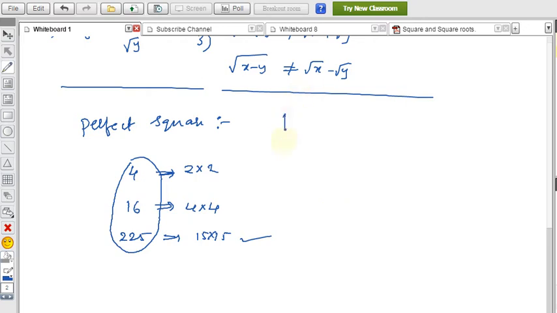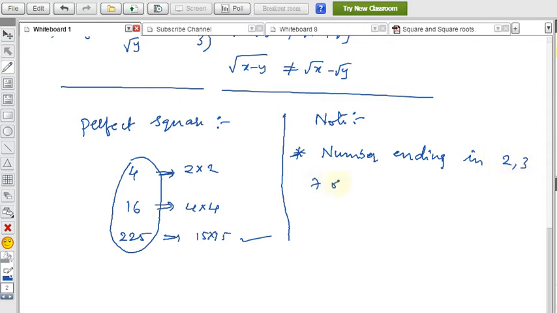Let me explain some key points in this. The important things, especially in any competitive exams: a number ending in two, three, seven, or eight is never a perfect square.